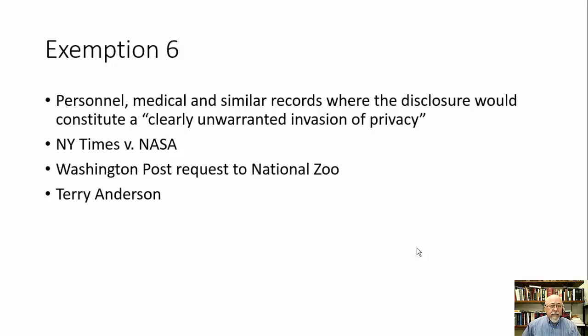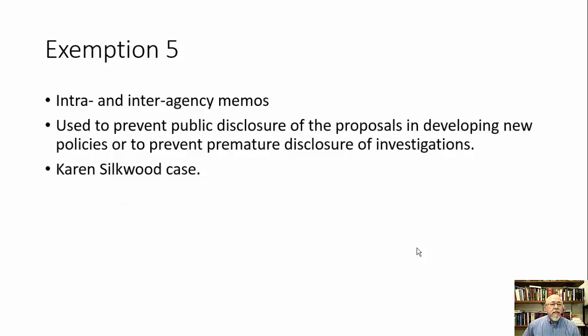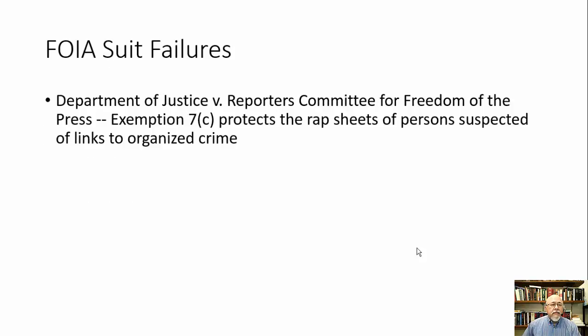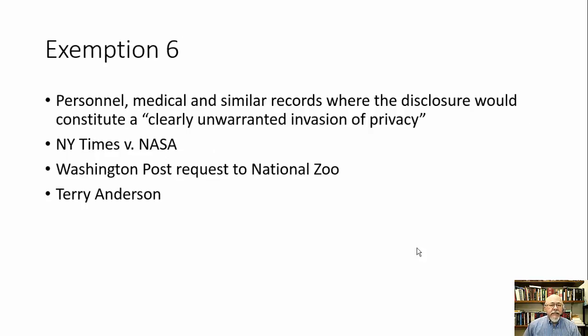Now, Exemption number 6, clearly unwarranted invasion of privacy. And then Exemption 7C. 7C says the federal government doesn't have to provide records where the release of those records would be an unreasonable invasion of privacy, a lesser standard than the clearly unwarranted invasion of privacy for Exemption number 6.